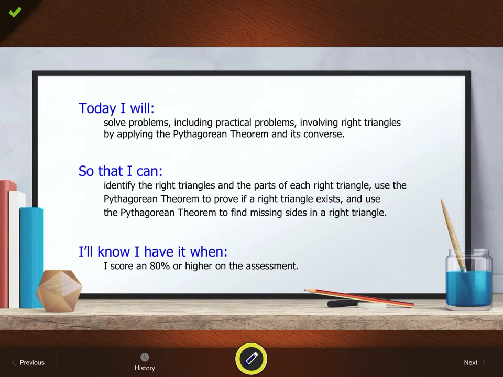So we're going to solve problems that involve right triangles, and we're going to use the Pythagorean theorem and its converse. And you're going to identify the right triangles and parts of the right triangle, use the Pythagorean theorem to decide if a right triangle exists, and use it to find missing sides. You'll know you'll have it when you score an 80% or higher on the assessment and or practice.